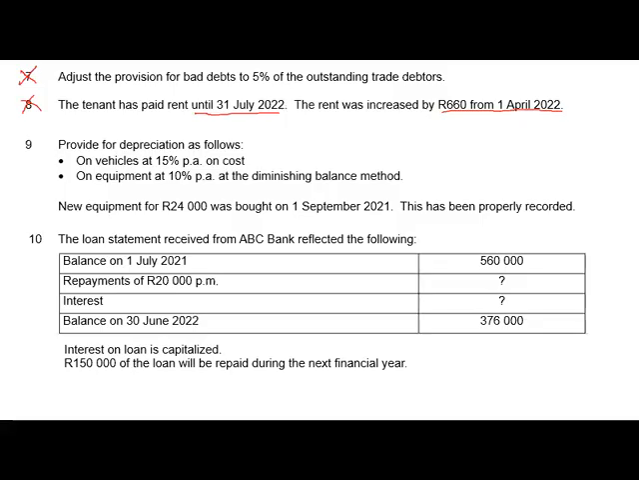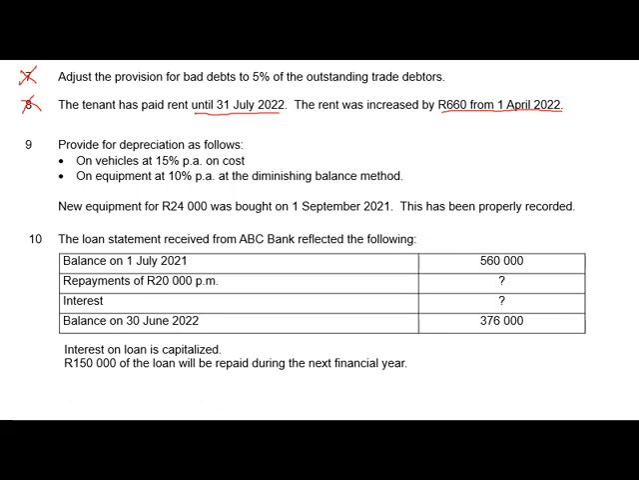And let's go to the next adjustment. The next adjustment is basically about depreciation. We need to provide for depreciation as follows. On vehicles, it's at 15% on cost. And on equipment, it'll be at 10% per annum using the diminishing balance method.